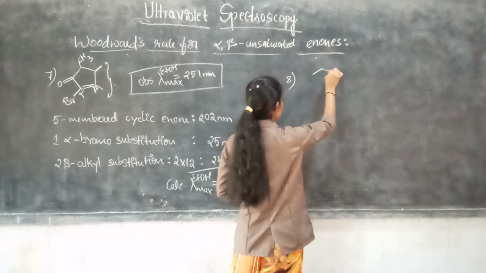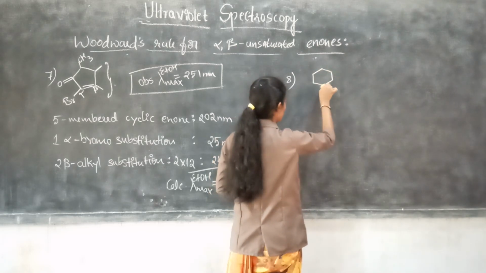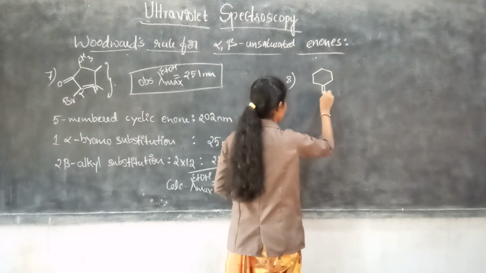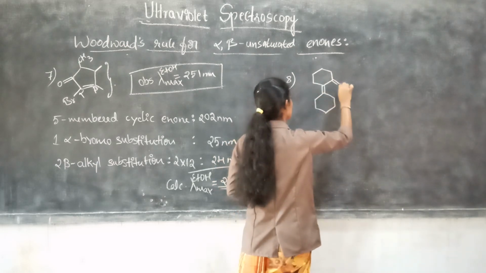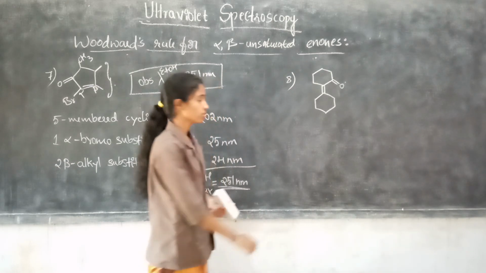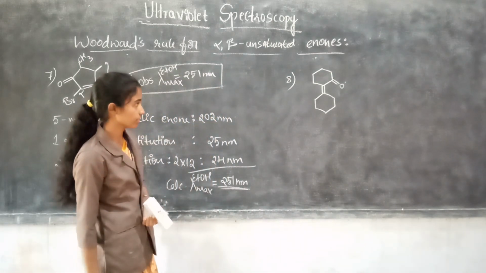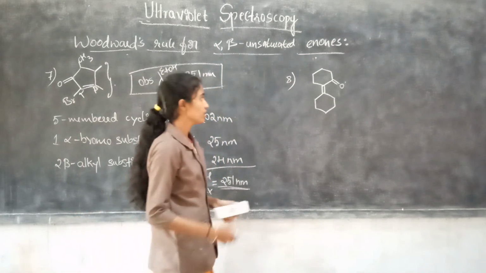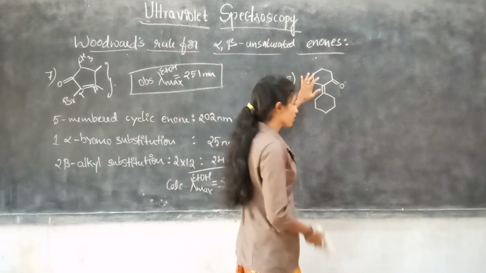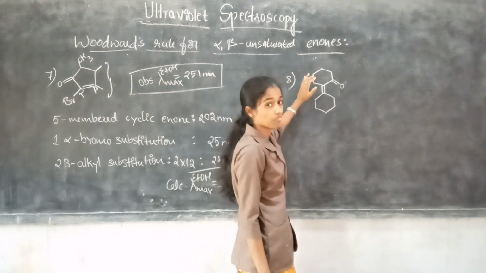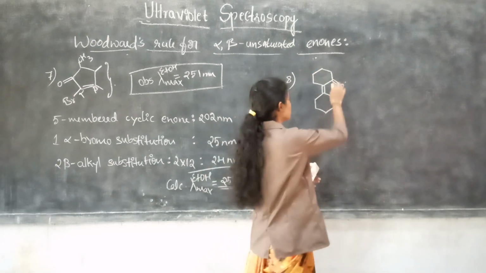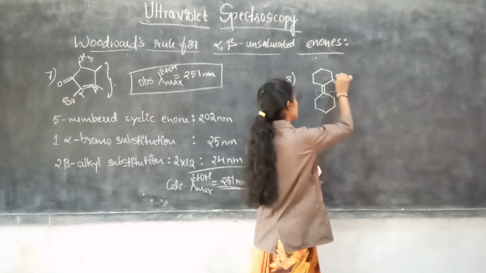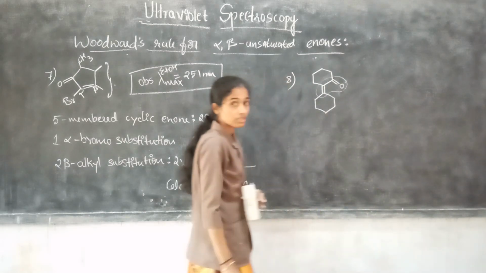Here we will move on to another problem. This is the system we are taking. By looking at this, anyone can say it is a cyclic system, but that is not true. Here the enone system is not cyclic. This is an acyclic enone system.